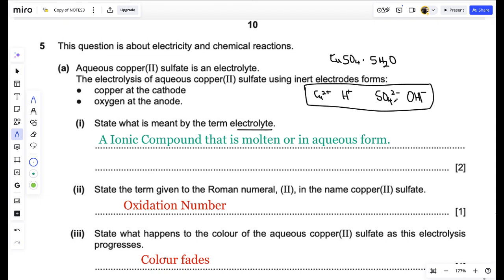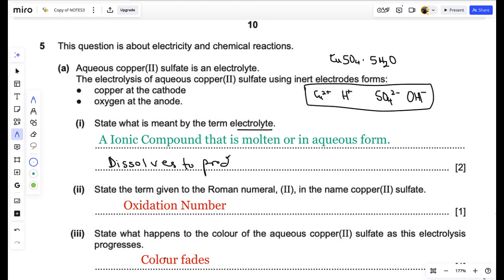Okay? When electricity is passed through an electrolyte, it dissociates to produce ions. It's either in molten form or in aqueous form, and when electricity passes through it, it dissociates, or dissolves, to produce ions. Whatever language, it dissolves to produce ions. And I've put the ions here. You can see it will dissolve to produce these following ions.